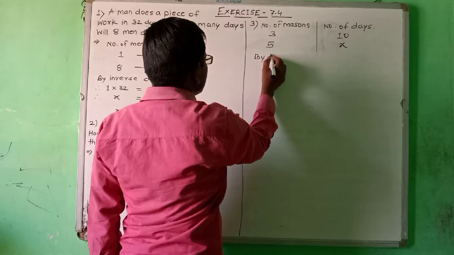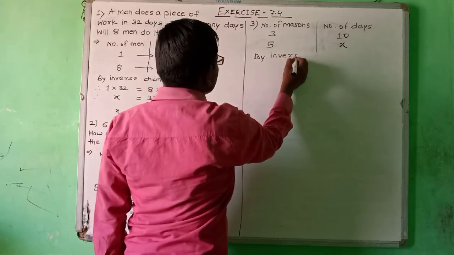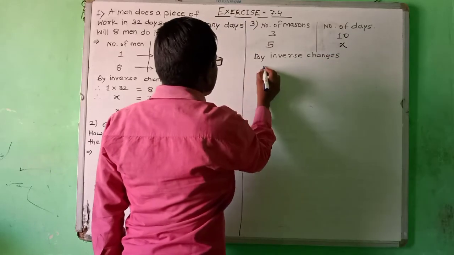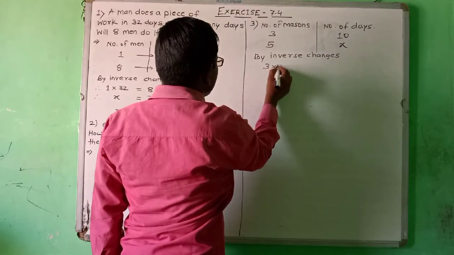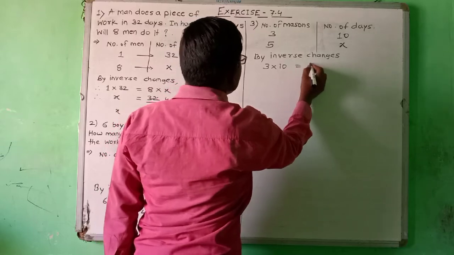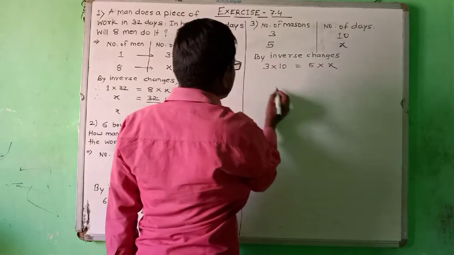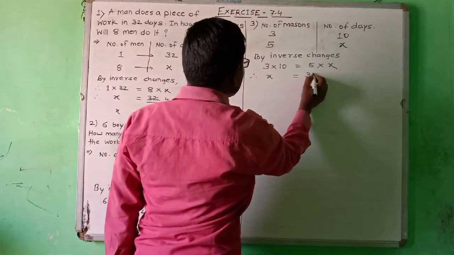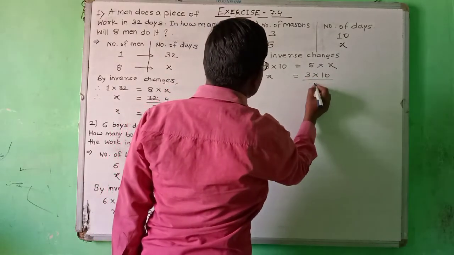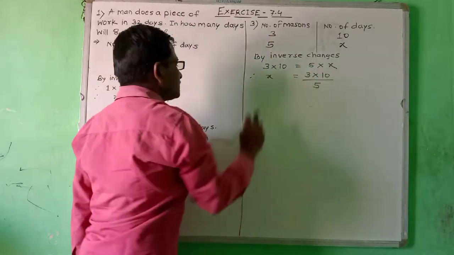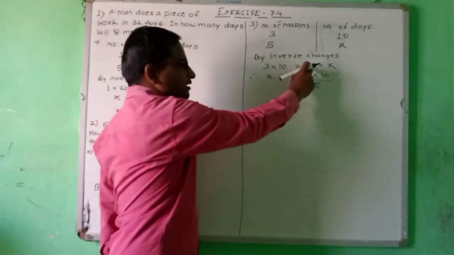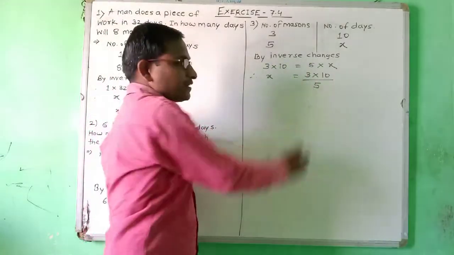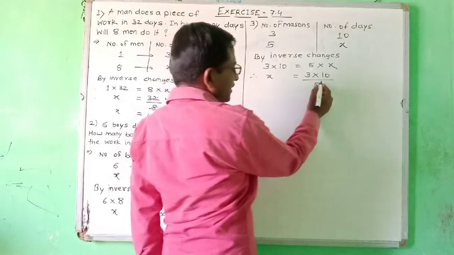By inverse changes, 3 multiplied by 10 is equal to 5 multiplied by x. So therefore x is equal to 3 multiplied by 10 upon 5. So 5 goes to this side: it is in the numerator on the right-hand side, so it goes to the left-hand side in the denominator, and then do the simplification.